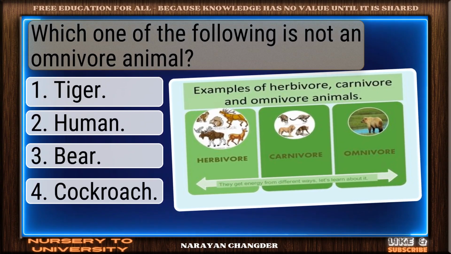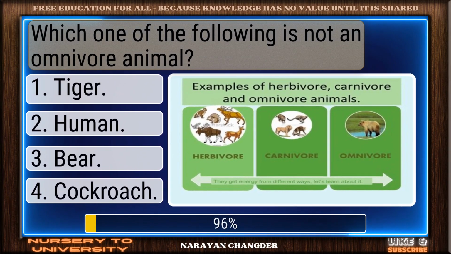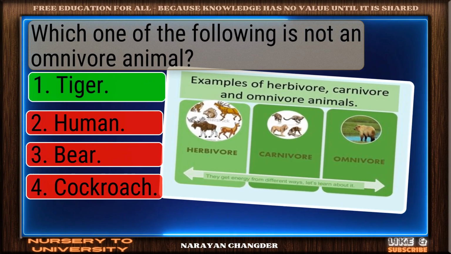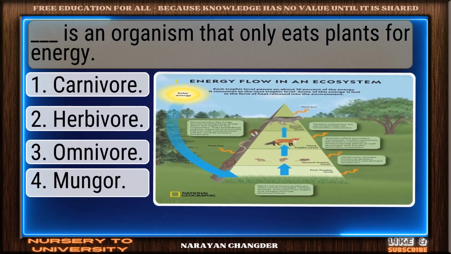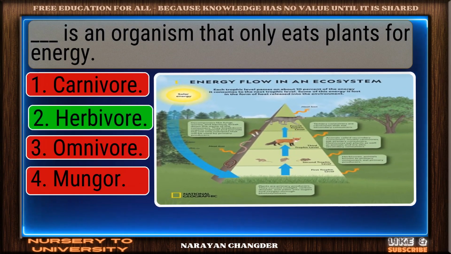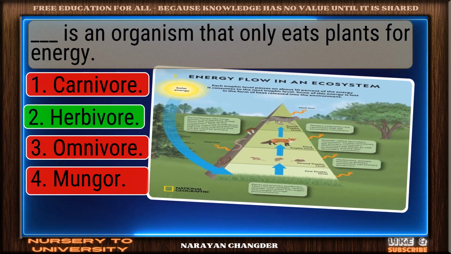Which one of the following is not an omnivore animal? Nice work. You chose tiger and it is correct. Dash is an organism that only eats plants for energy. On track. Herbivore is the correct answer.